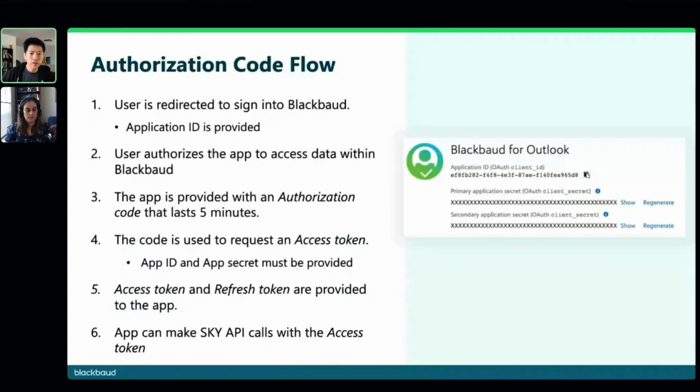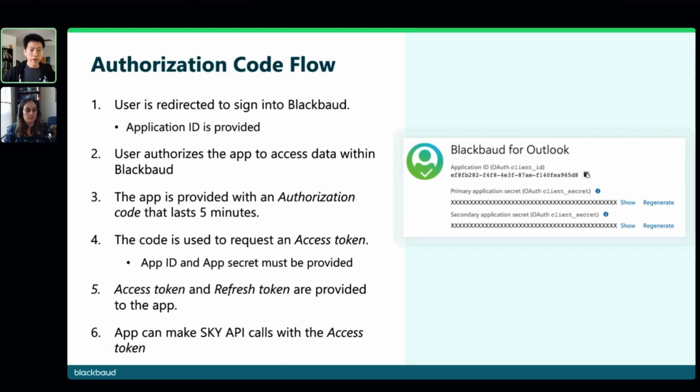We'll take a look at a few different flows or grant types under the hood of that interaction. So the first and most common one is the authorization code flow that we also call the auth code flow. And I want to avoid making this an OAuth deep dive session, but I know it's kind of becoming that, but I'll just go through this pretty quickly. So there are 6 main steps here. So step 1 is when the user is redirected to sign into Blackbaud, and the application ID is provided in that URL, in that redirect.